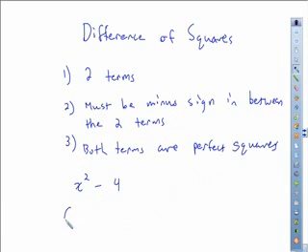Now what do I mean by perfect squares? That means, is there something squared that'll give you this? Yes, x. Is there something squared that will give you 4? Yes, 2. That's why these terms are considered perfect squares. If there's something that can be squared to give you these terms, then these terms are considered perfect squares.